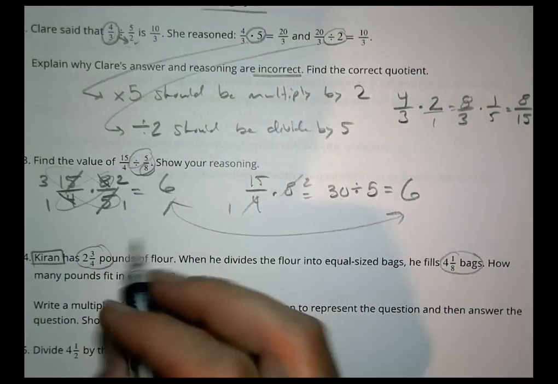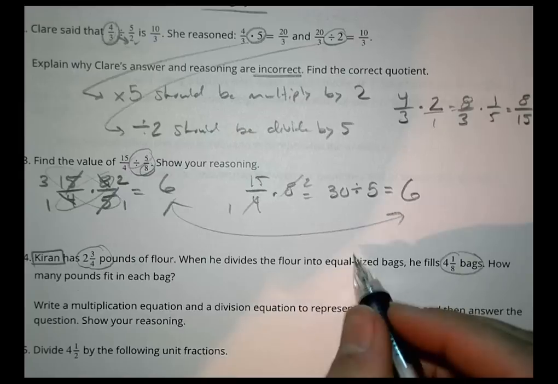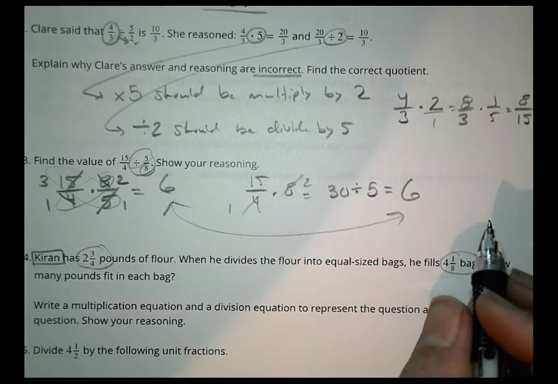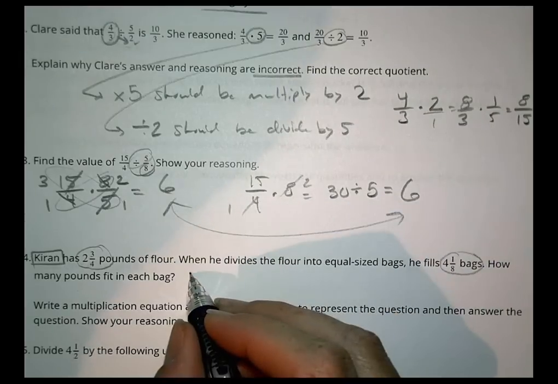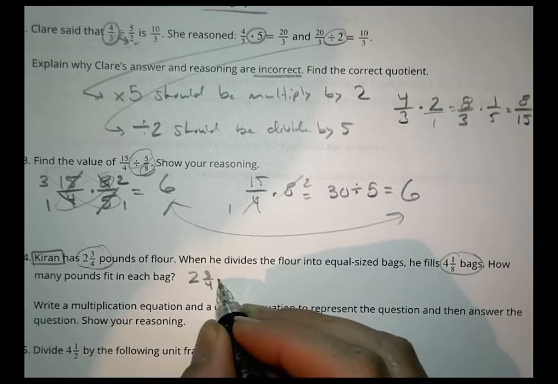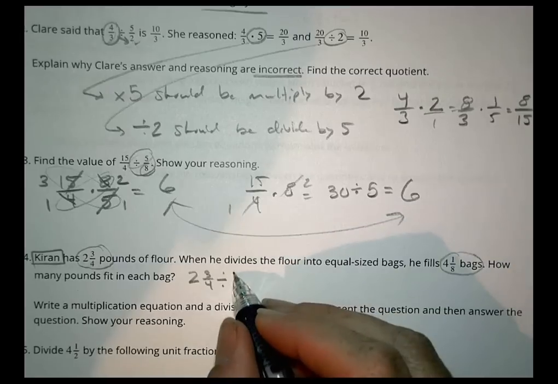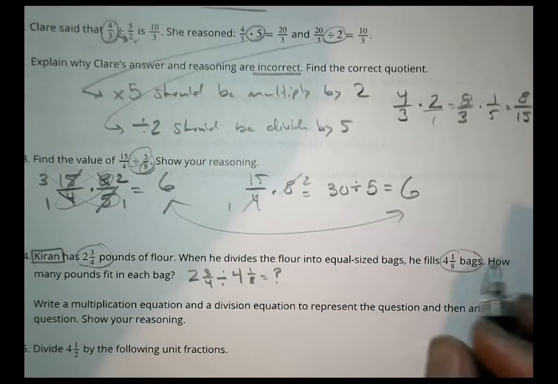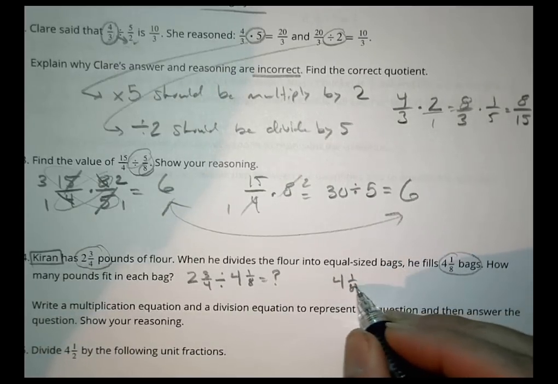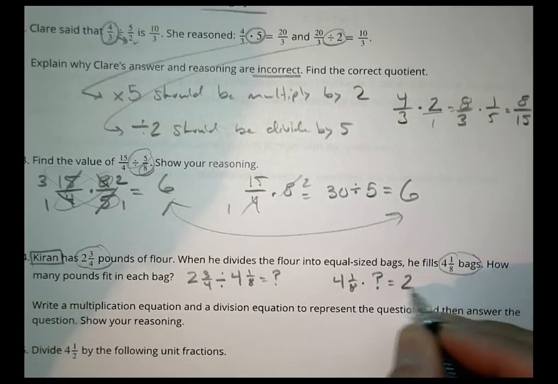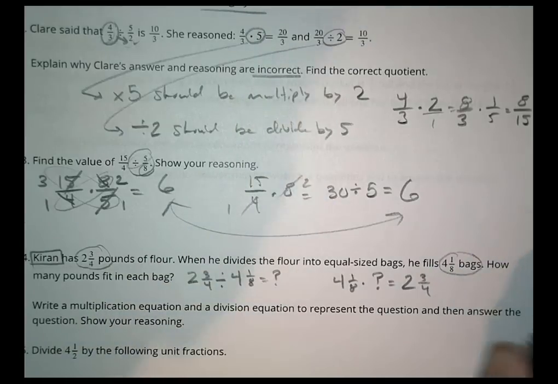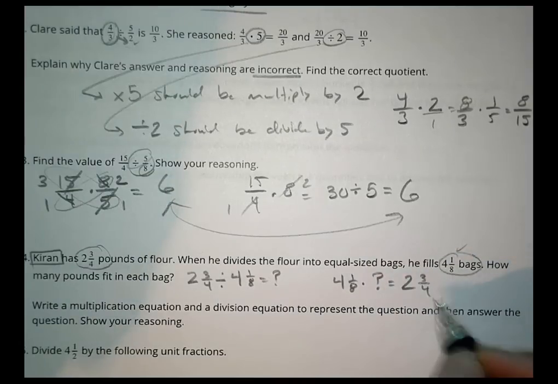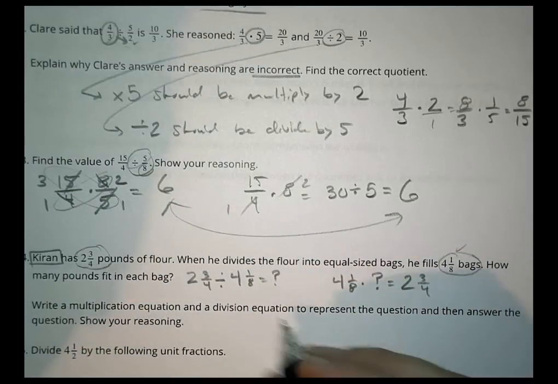Okay. So it's 2 3/4 pounds of flour. He divides it in equal bags and fills 4 1/8 bags. So how many pounds fit inside of each bag? So what we have is 2 3/4, and we're going to divide that into 4 1/8 bags to figure out what we have. There's the division problem. As a multiplication, I could say I have 4 1/8 times some amount is going to give me 2 3/4 pounds of flour, right? So I know that I have 4 1/8 bags times some amount is going to be filled up with that amount there. So to solve this here, let's use the division one.